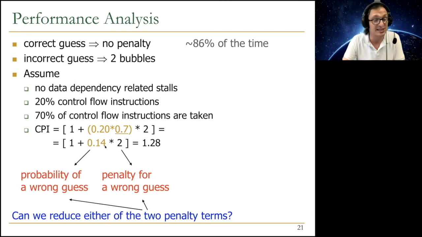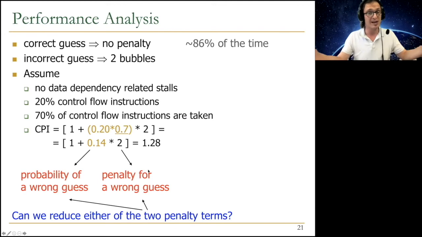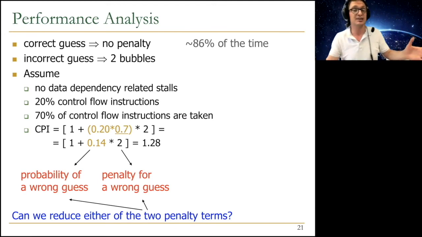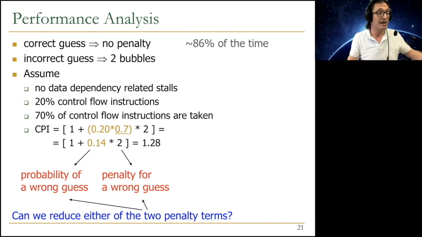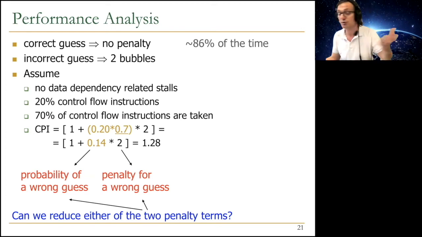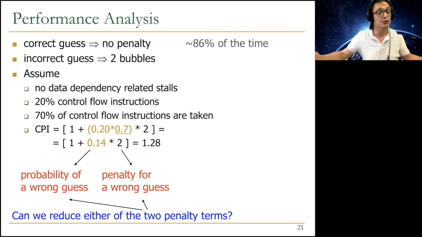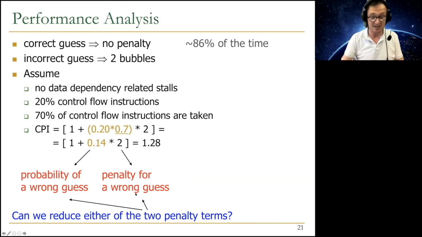And we already discussed the penalty for a wrong guess, basically. Reduce the branch misprediction penalty. So there are 2 ways we can make branches less costly. Make branch prediction better, increase our accuracy in the guess, or reduce the branch misprediction penalty. And we've already seen ways of reducing the branch misprediction penalty, right?